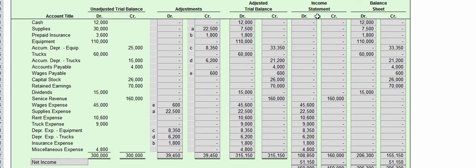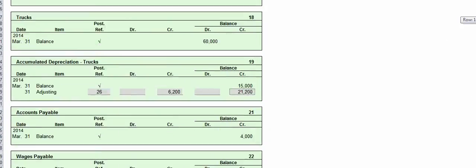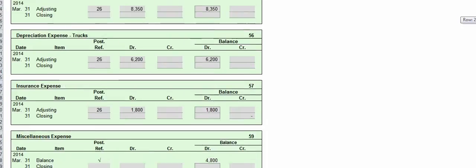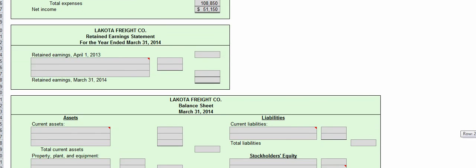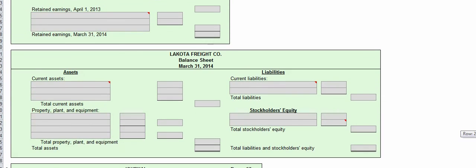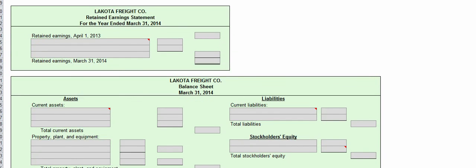In our income statement columns, our net income, notice here, was 51,150. And our income statement really looks like these two columns. All right, so let's go back down. Take a look at it one more time. Our income statement is complete. You guys will start back the next video with the retained earnings statement. We'll try to finish up our financial statements and continue with the problem.